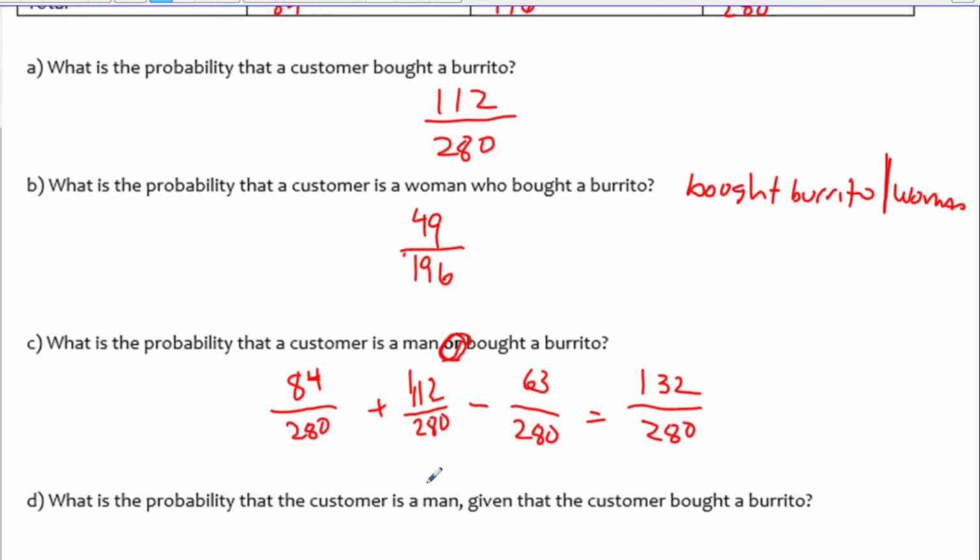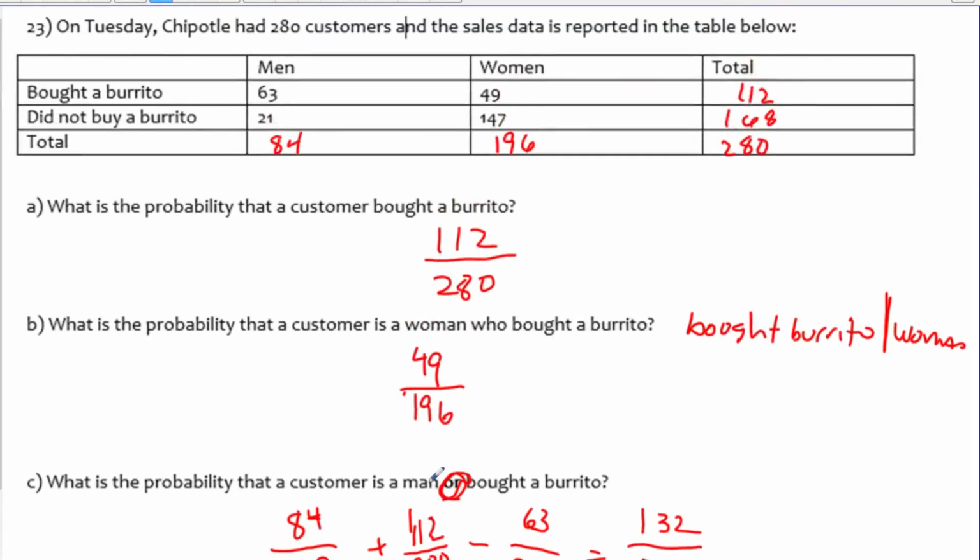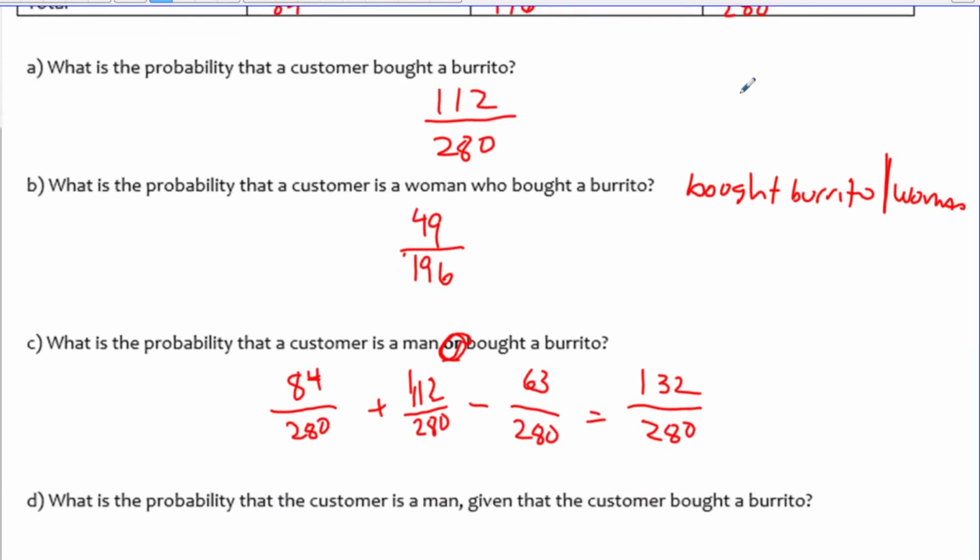So, on to the last probability: what is the probability that a customer is a man given that the customer bought a burrito? So again, the given is going to restrict my denominator. So given that they bought a burrito means that my denominator is only going to be the number of people that bought a burrito. So I'm going to say in this case 112 becomes my denominator, which you cannot see because it's off the bottom.